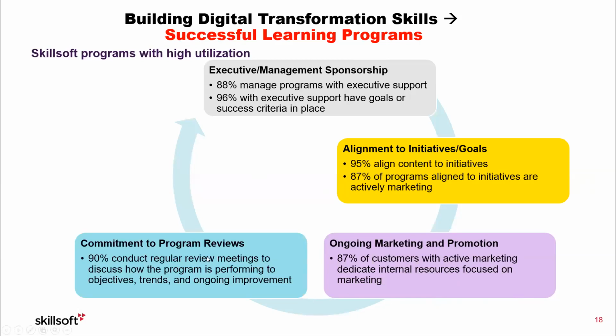The next thing, of course, is to make sure that you're reviewing the program and tuning the program as things need to change. Agility comes in here as well. 90% of the successful program owners conduct regular review meetings and discuss how they can continuously improve the program for better results, greater adoption, higher skill levels, what comes next.